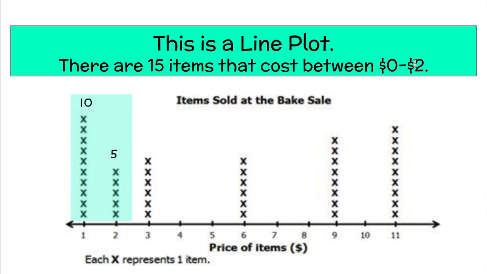So when it asked us to look for the cost between $0 and $2, well, there's no items that are $0, so we look at $1 items. That would be between $0 and $2. And if you count the X's above the 1, there are 10 items that were each $1. Then there were 5 items, or 5 X's, above the $2 item cost. So our total amount of items that were between $0 and $2 were 10 plus 5, which is a total of 15.